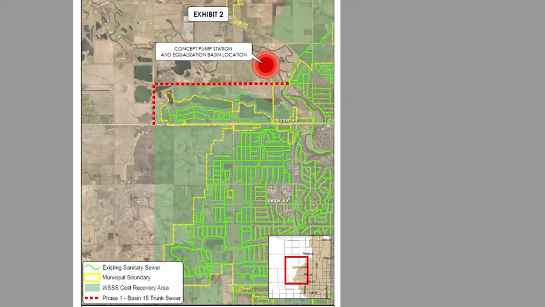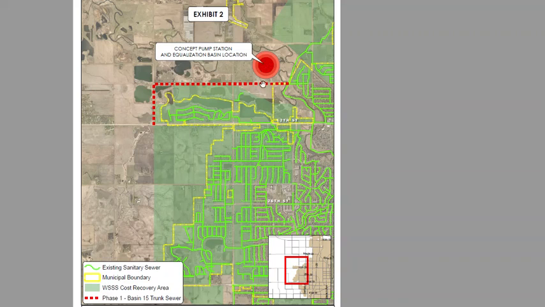Exhibit 2 shows the concept pump station location and equalization basin located on city-owned land just to the northeast of 12th Street and Ellis Road. The phase 1 Basin 15 sewer is shown in the red dash line. It'll tie into what we call our Sioux River North Interceptor sewer, shown here. Run straight west basically, and then turn south, and then cross 12th Street and serve this approximately 1,200 acres, along with the future growth area that will be established and defined as a part of this study.